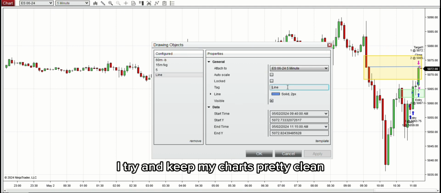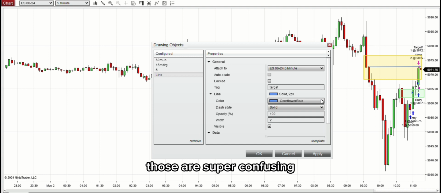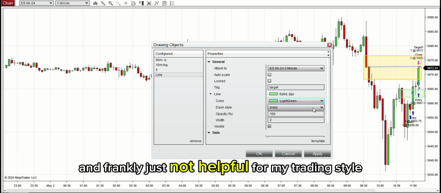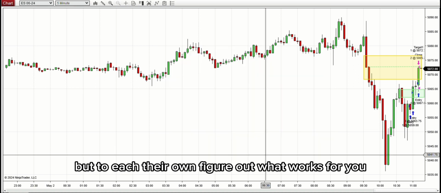I try and keep my charts pretty clean. I do not trade with indicators. Those are super confusing and frankly just not helpful for my trading style. But to each their own, figure out what works for you.